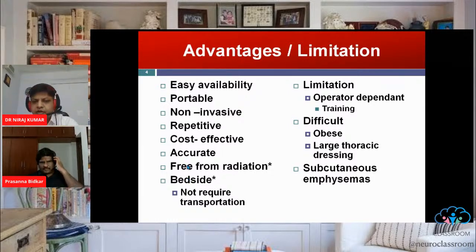There are very minor limitations also, like it is operator dependent. A certain amount of training is required for the residents. Sometimes it is difficult in obese patients, and if there is a large thoracic dressing present. And of course, if the patient is suffering from subcutaneous emphysema, it is difficult to see inside through lung ultrasound. So the advantages are too many compared to the limitations.